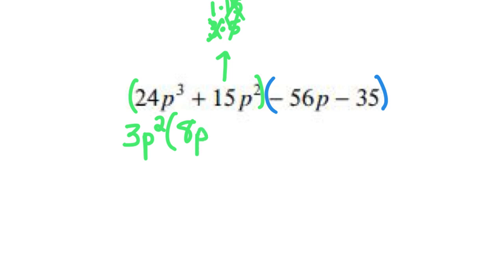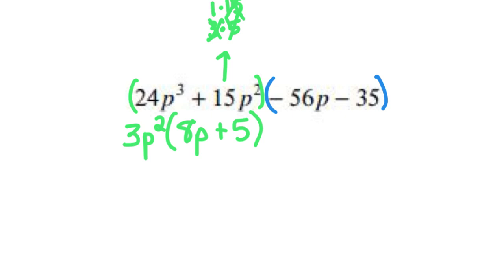Still have a p there because I need p to the third for that first term. And p squared times p makes p to the third. Plus 3 times 5 is 15. P squared is outside, so I don't need any p's on the inside since they're both out here already. And that one is done.